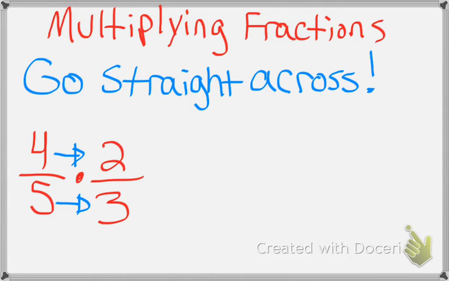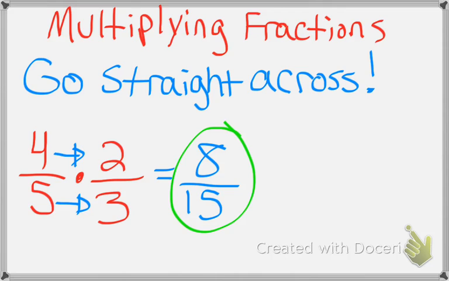Going straight across, 4 times 2 is 8, so your top number is an 8. On the bottom, 5 times 3 is 15. By the way, this is one of those situations where knowing your times tables really comes in handy because you're able to go through these really fast. 8 over 15 does not simplify, so that is your final answer in this case. So when you multiply fractions, you go straight across. Let's do some more examples.